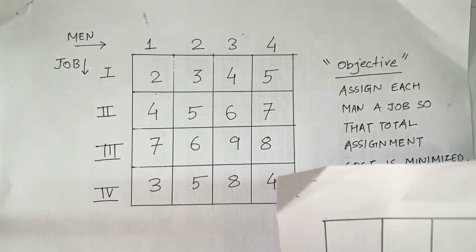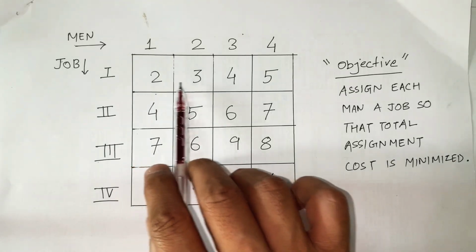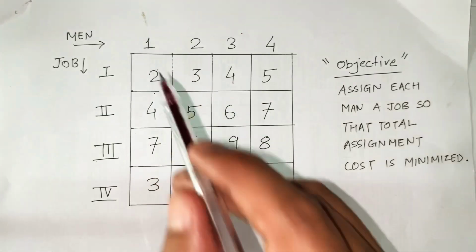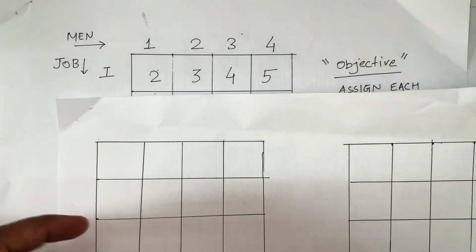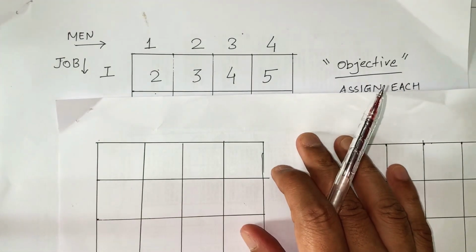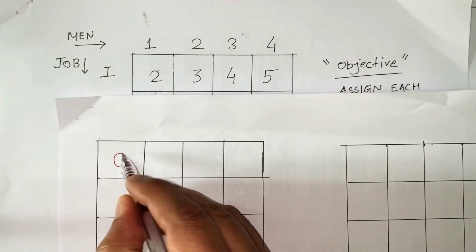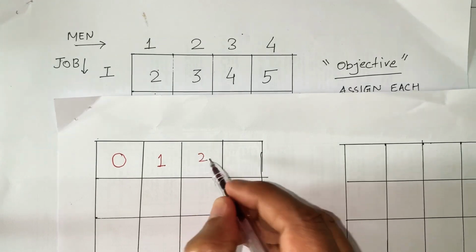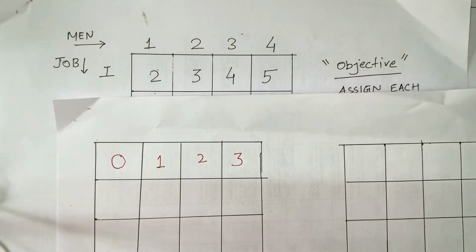Step 1 is to find the minimum element of each row and subtract it throughout. If you look into row 1, what is the minimum element? 2. This is the minimum, so I'm going to subtract 2 throughout. Let me make a new solution table. The minimum of row 1 is 2, so 2 minus 2 is 0, 3 minus 2 is 1, 4 minus 2 is 2, and 5 minus 2 is 3. So that is step 1: find the minimum of the row and subtract it throughout.